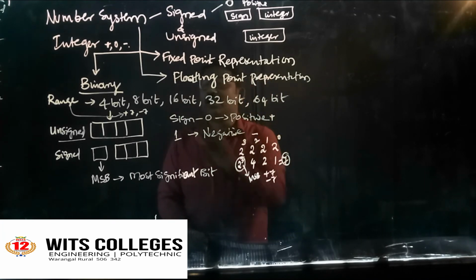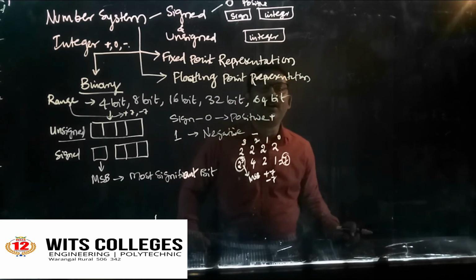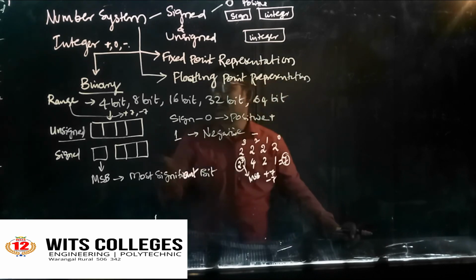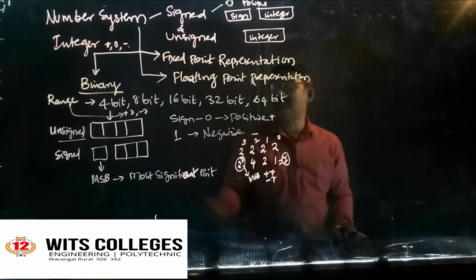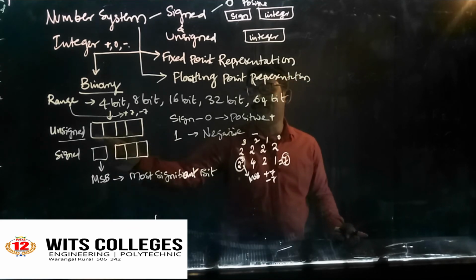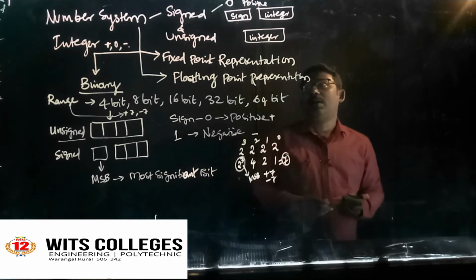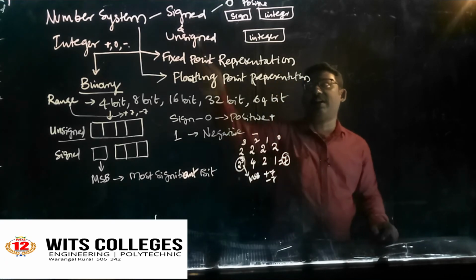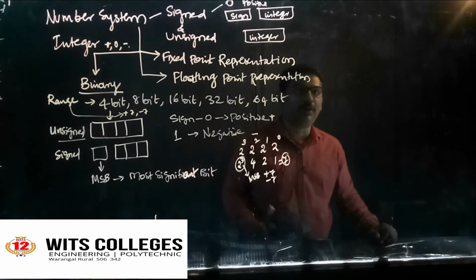And in the same way, for the 8-bit, it will be around +125 and -125 like that. This is about the range of 4-bit, and this will be an example for the 4-bit. Now, the number systems, as I said, are signed, unsigned, fixed point representation and floating point representation.